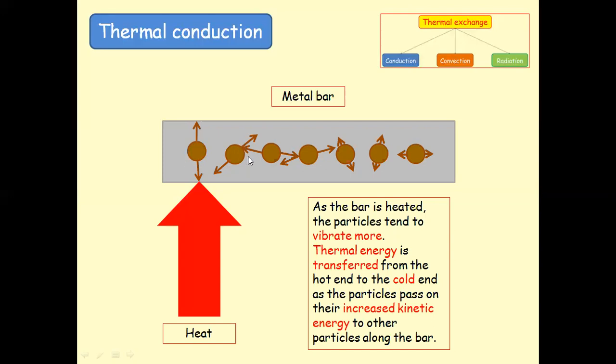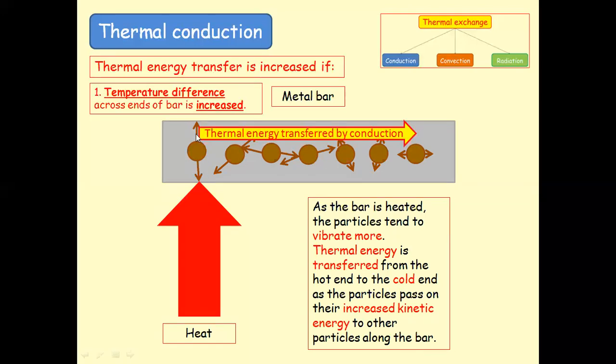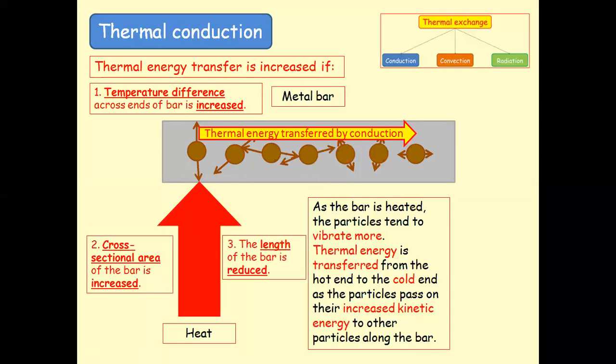And as well, if the difference in temperature between the two sides is more, the transfer will be more. And this arrow, the yellow one here, represents the transfer of energy from the hot side into the cold side of the metal bar. For a greater transfer, the cross-sectional area of the metal bar should be more, and the length of it should be less.